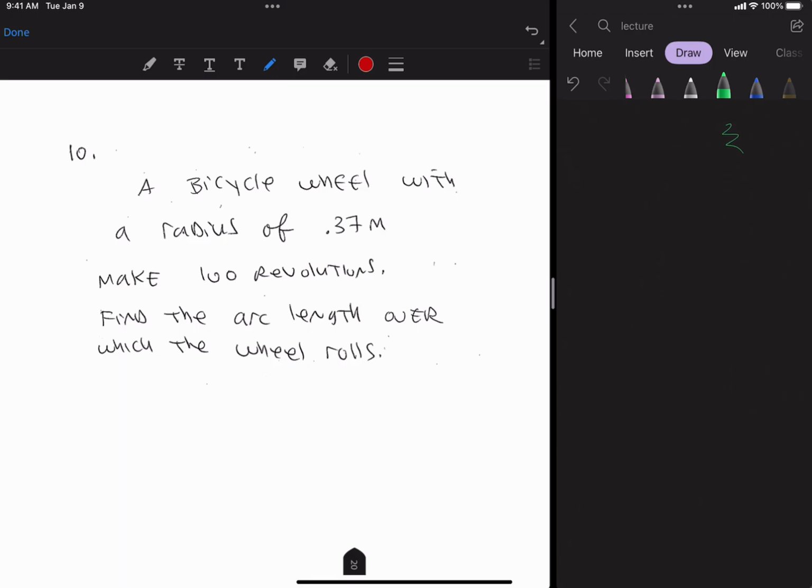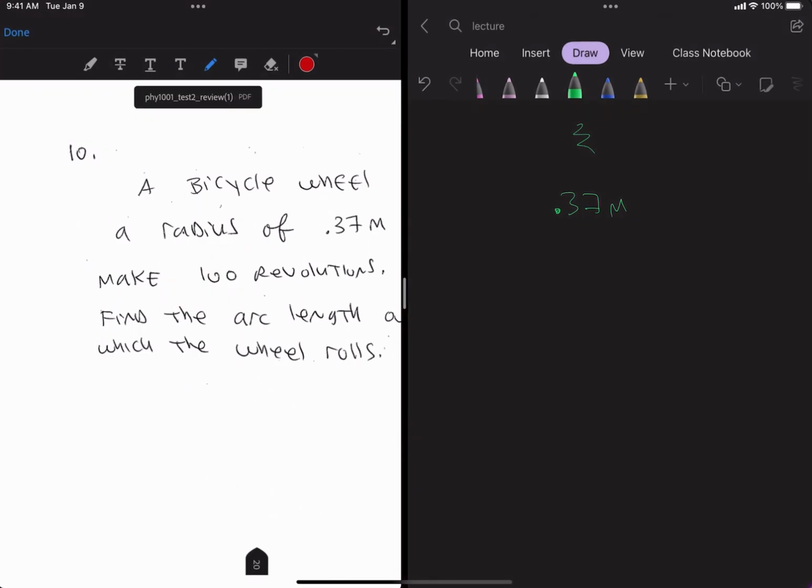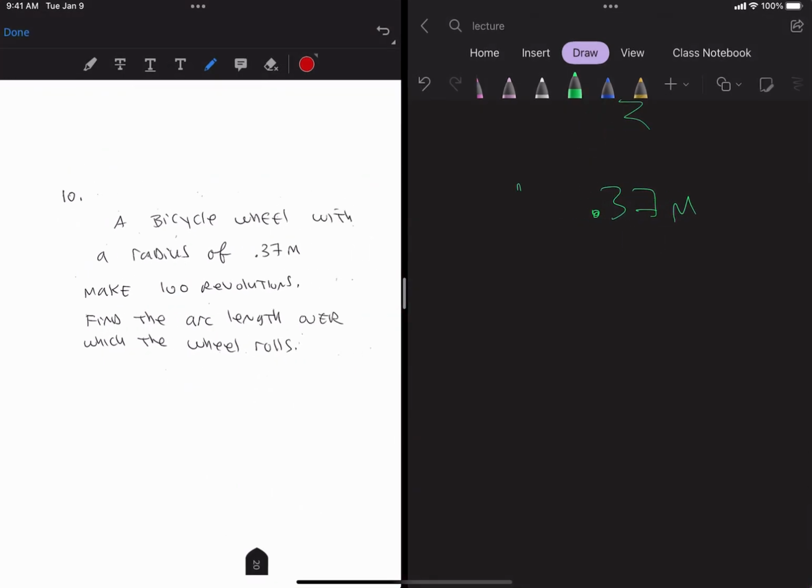The next work problem says the bicycle wheel with a radius of 0.37 meters makes 100 revolutions. Find the arc length over which the wheel rolls. So you have 0.37 meters, next to it is radius, so I'm going to call that R. And you have 100 revolutions, so that's an angle. And we're trying to find the arc length S.